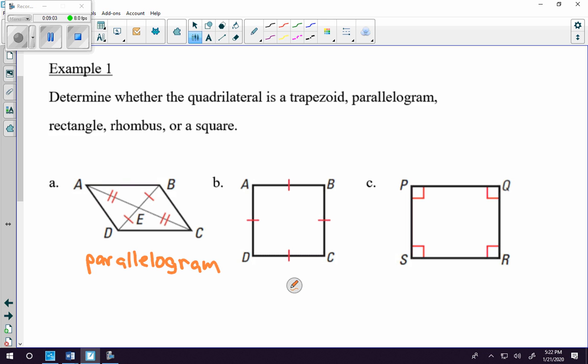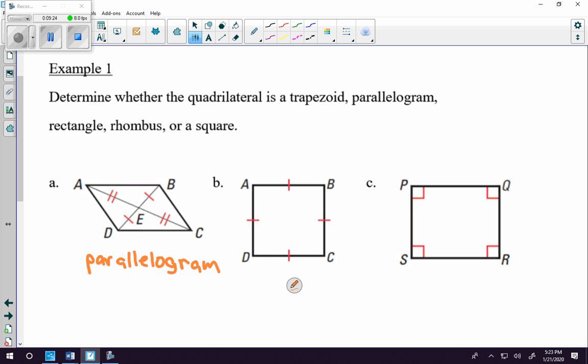If, for example, you said something like, oh, it's a rectangle, I would then ask you the question, you're now telling me that angles A, B, C, and D are each 90 degrees, and definitely that's not true. So you got more specific than the information gave us. Okay, let's look at letter B. Okay, what did they give us?